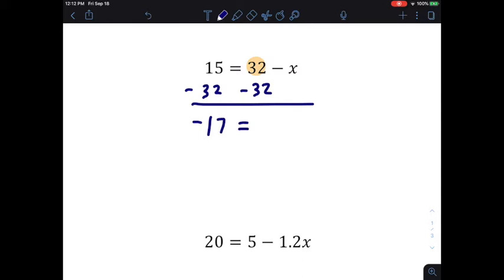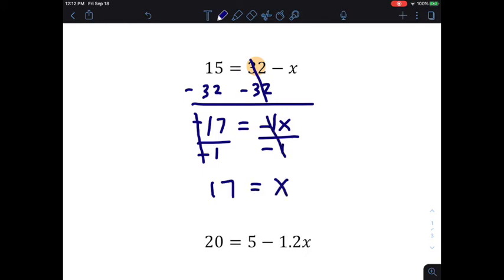And then with this one, we want to be really careful. When that 32 cancels out, we want to remember that we have a minus x there. That minus x is going to become a negative x, and that negative x actually has a 1 next to it. So we're going to divide by a negative 1. Remember from last time, when we divide by a negative 1, the negatives cancel each other out, and anything divided by 1 is just itself. So we have 17, and then we have an x on this side.